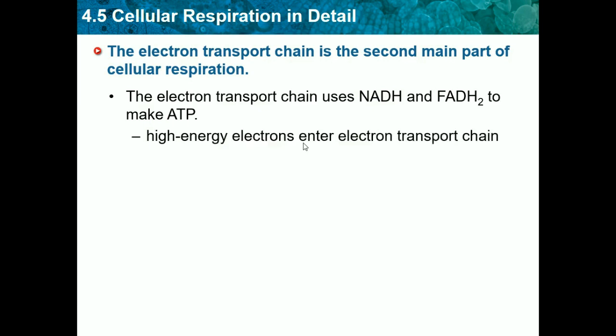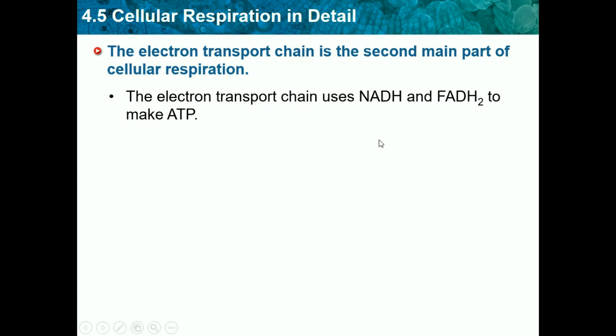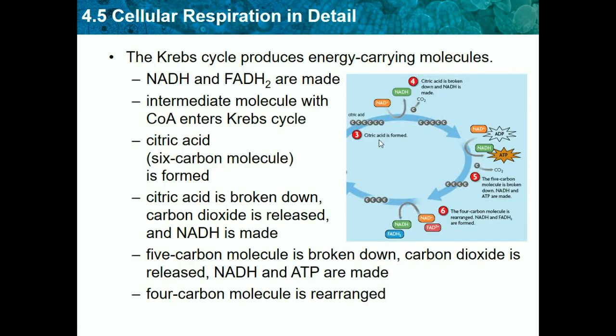So high energy electrons enter the electron transport chain. As our 4-carbon molecules got rearranged, the electrons, or energy, transferred into these molecules. As we remembered, as we learned, NAD plus to become NADH has to gain 2 energized electrons.